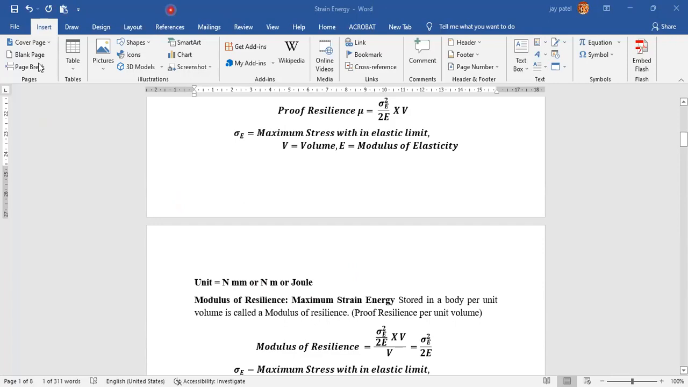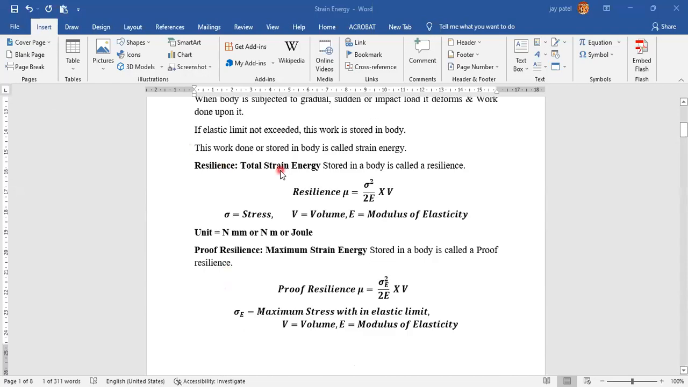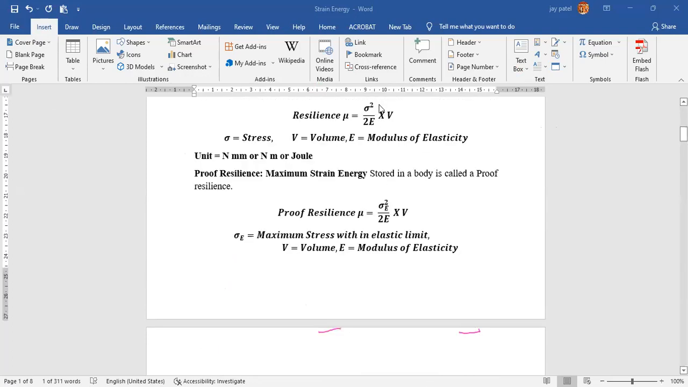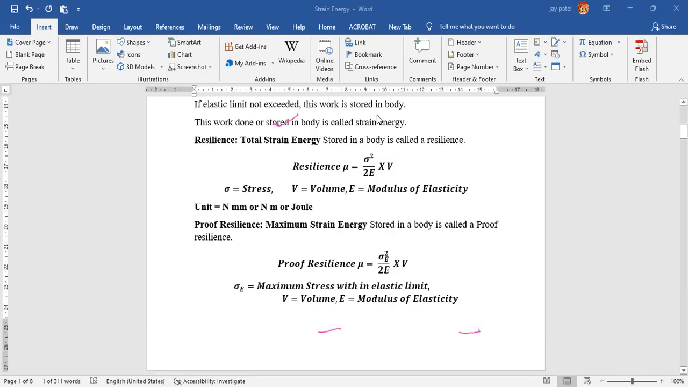Unit will remain the same. Now the next term is modulus of resilience. Three terms have come: first resilience, second proof resilience, and third modulus of resilience. Now what is modulus of resilience? Same, maximum strain energy stored in a body per unit volume. Keep in mind, maximum strain energy per unit volume. What is your equation of strain energy? Now actually these are all the equations for strain energy. This equation is for strain energy. Okay, but we have to write this equation in terms of different terminology.